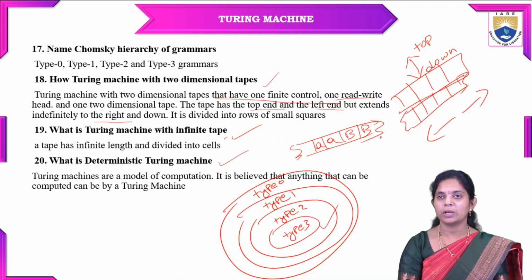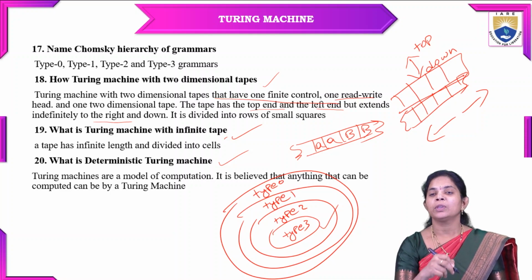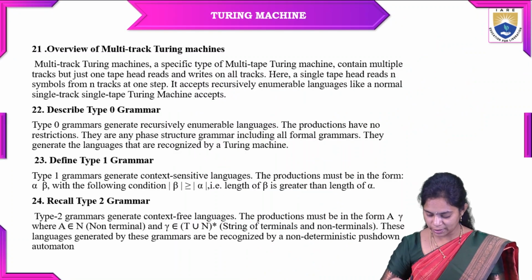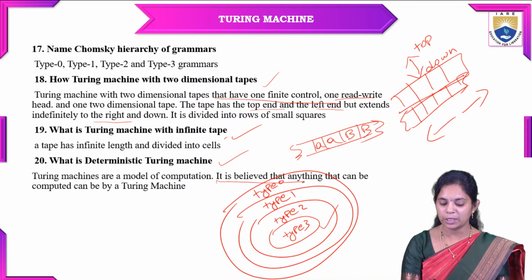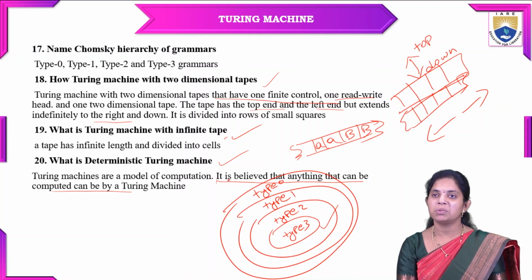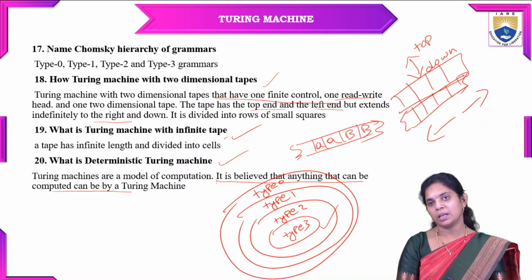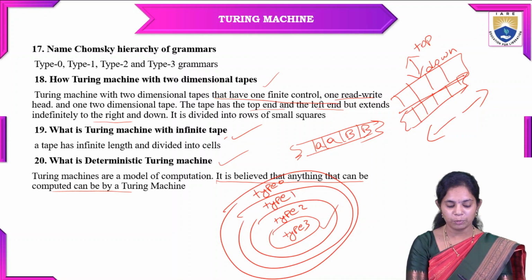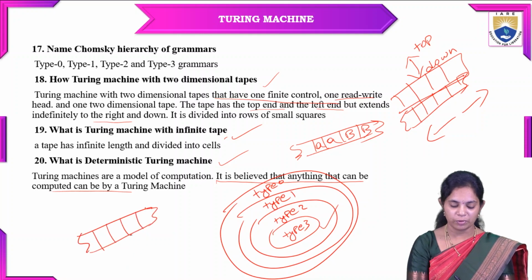And the deterministic Turing machine. Determinism means that, as we have been discussing from the first unit onwards, there is no choice; a single choice is there. It is believed that everything that can be computed can be computed by the Turing machine. So whatever the computation is, it is for the input value on the infinite tape.